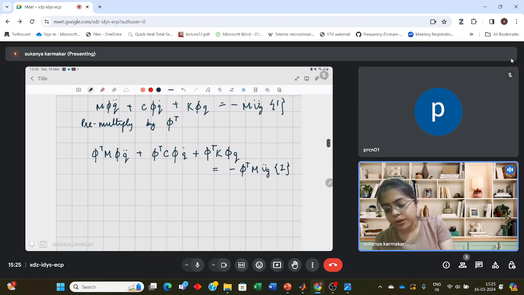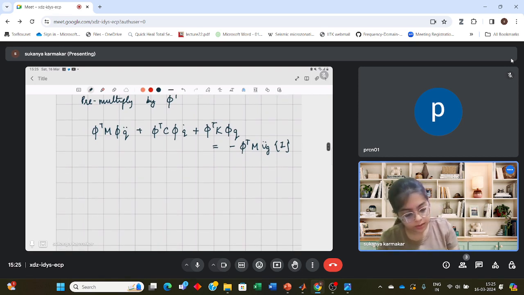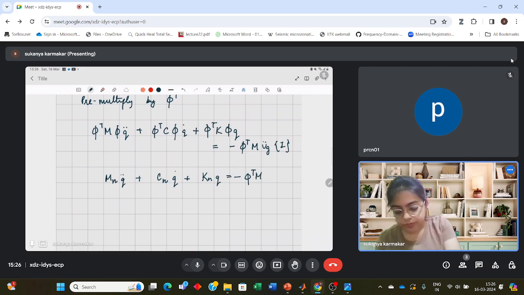Now from modal orthogonality, we know that phi transpose m phi will be a matrix which has only the principal diagonal elements. Let me call it mn. So this will be mn q double dot, plus phi transpose c phi, cn q dot, plus phi transpose k phi, kn q, is equal to minus phi transpose m ug double dot 1.